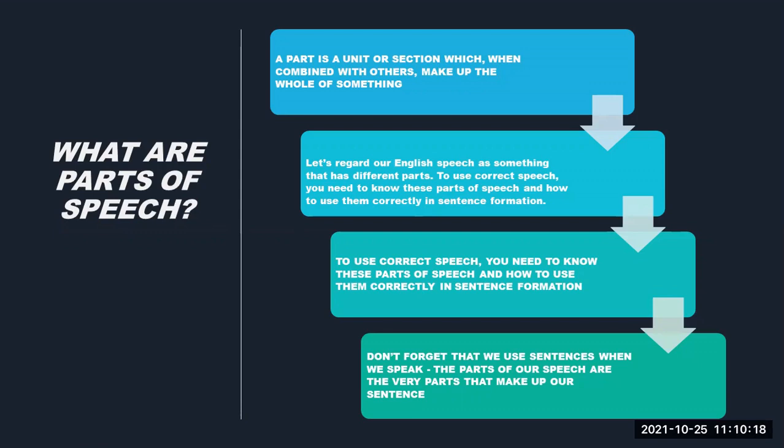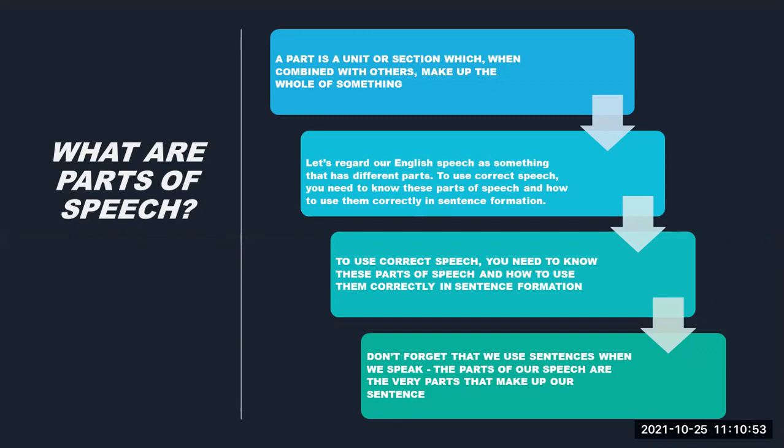Likewise, the human body is a structure that is made up of the head, the hands, the legs, and so on and so forth. So let's regard our English speech as something that has different parts. I want to give you a very simple explanation, something that will enable you to understand it in the most simple manner.